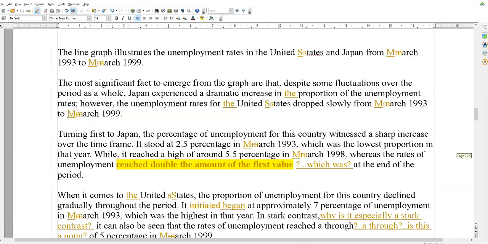Now, okay, this isn't too bad, but again, we've got after that. So we've got capitalization if it's the name of a country. Okay, article if it's the United States. Article, I mean, so you have an article there, but why don't you put one here? Don't forget, if it's a month, you capitalize it. March. Reach double the amount of the first value. So why don't you just tell me what that figure is?